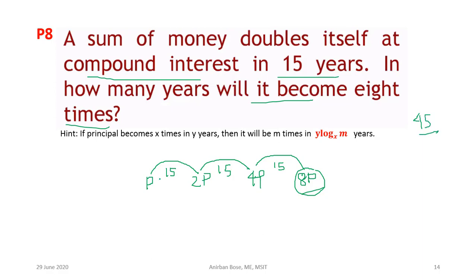Okay. Or, in general, you can apply this formula where m is basically 8 in this problem, x is 2, and y is 15 years. So log of 8 to the base 2 is what? That is 3, because 8 can be written as 2 cube, 3 will come at the front, and log 2 base 2 will become 1. So 3 into 15 is equal to 45. Okay.